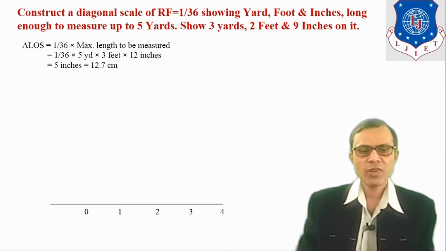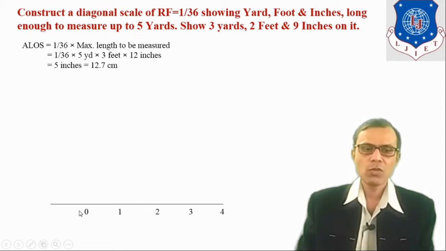Here also, the first unit we have to mark as 0. After that, towards the right side of this 0, write down the units 1, 2, 3, 4. These are the divisions for the biggest unit, and that is yard. So these are the units for yard.